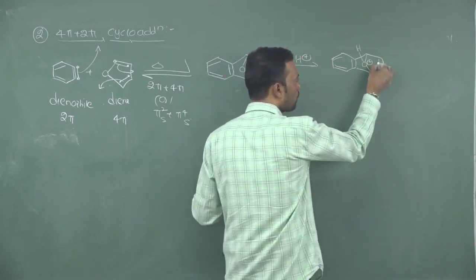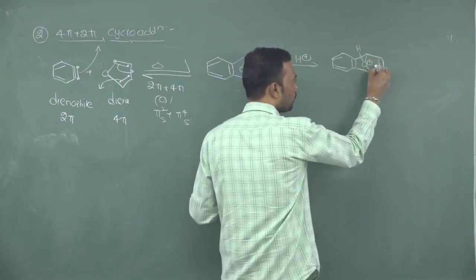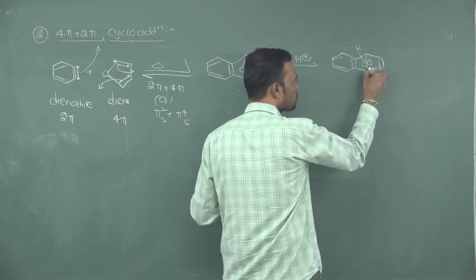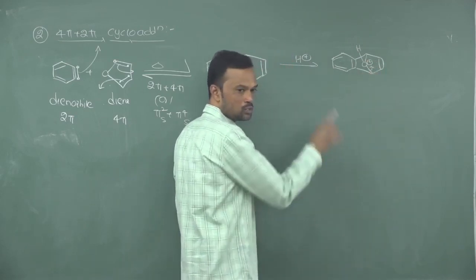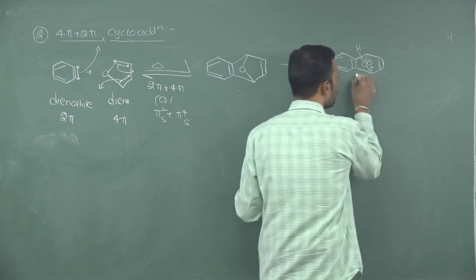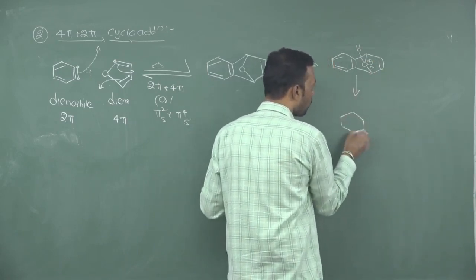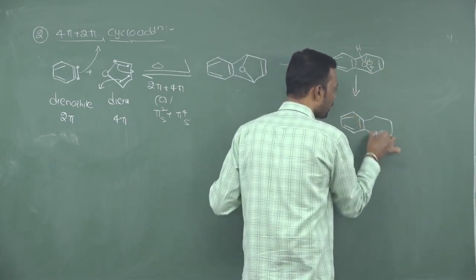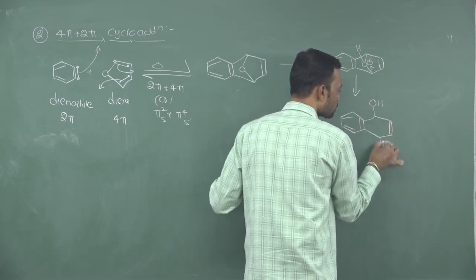Later on, this bond will migrate here. If this bond migrates, otherwise you can open it like this. If I open this bond, why? Because oxygen carries a positive charge, so this is not acceptable. When the bond is opened, what will you get here? Here you will get a positive charge, or not?